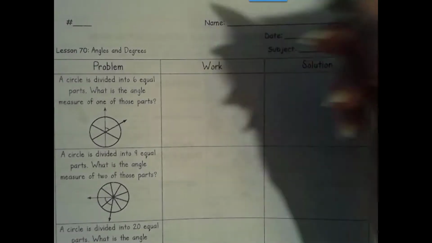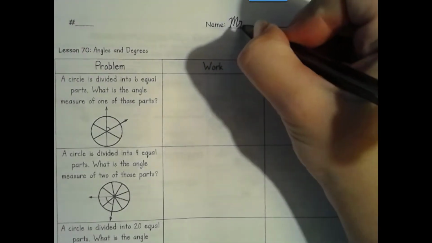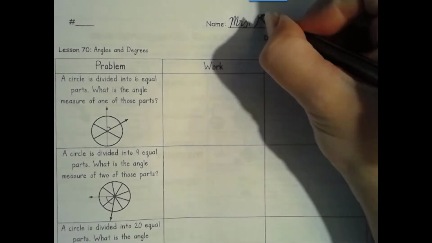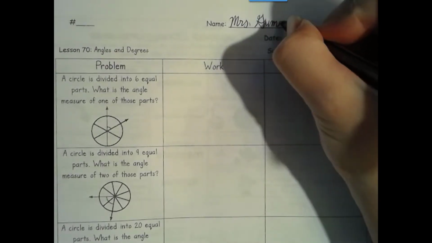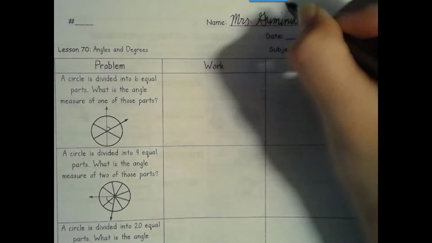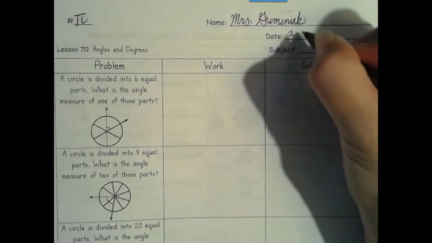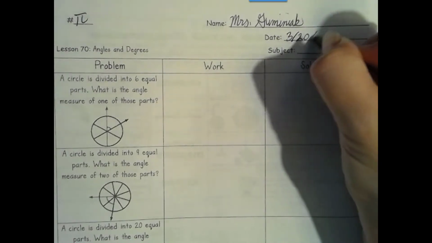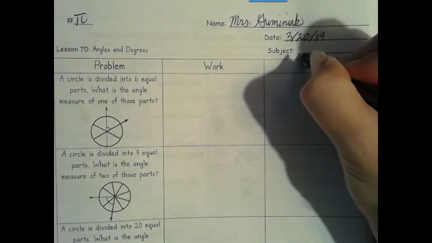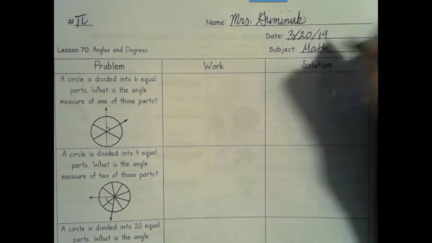All right, we are now on to part 2 of lesson 70. We need to put our heading on. Always do that first. Name, number, date. First and last in cursive. Remember to write the date you are actually doing these notes, not necessarily the date I'm writing. And our subject is math.